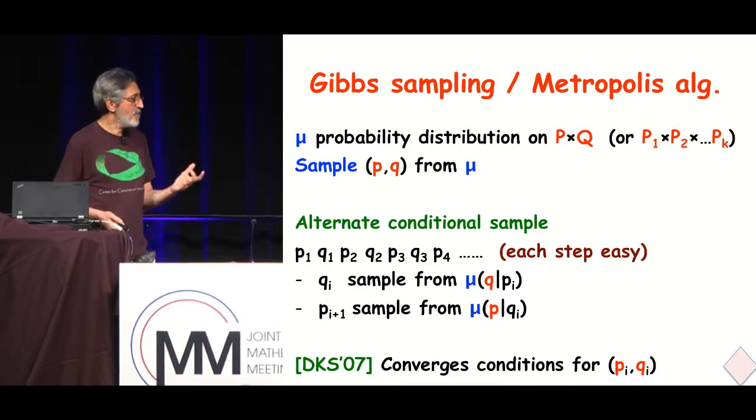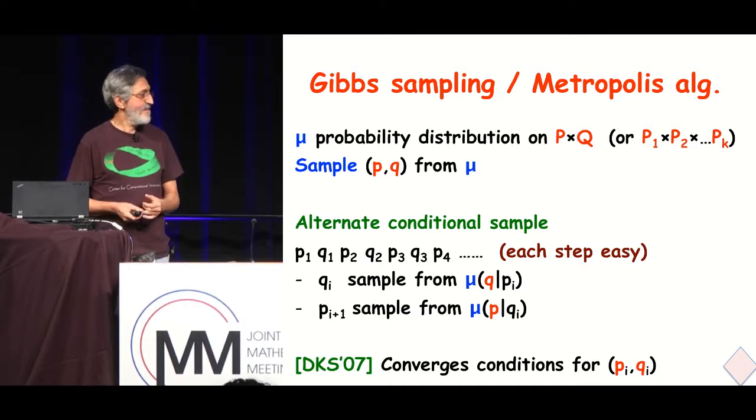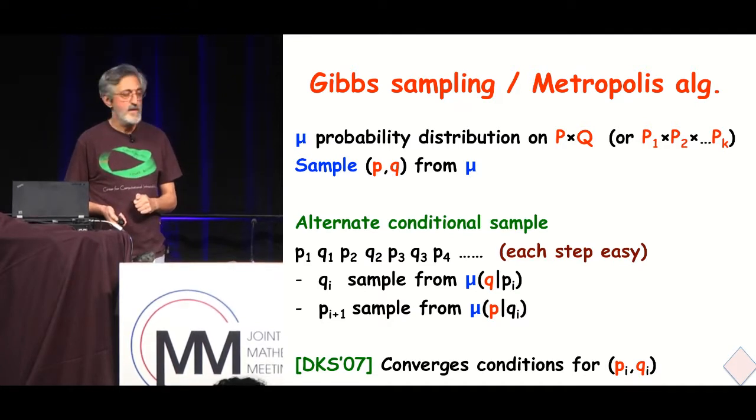And it turns out that it converges. In fact, it relates very much to the earlier example of distance between convex sets. But we don't understand the speed of this convergence.